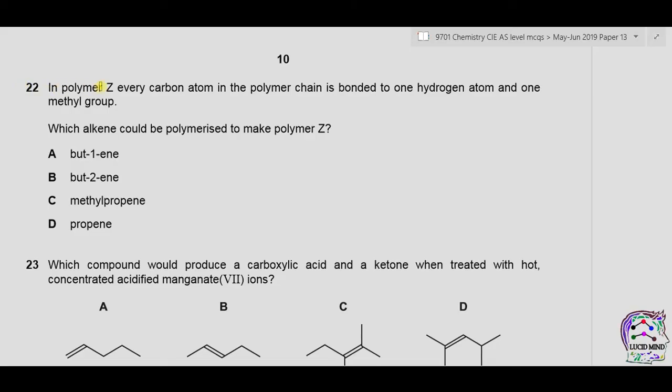Question 22. In polymer Z, every carbon atom in the polymer chain is bonded to 1 hydrogen atom and 1 methyl group. Which alkene could be polymerized to make polymer Z? Let's first draw the structure of polymer Z. It says that each carbon atom is bonded to 1 hydrogen atom and 1 methyl group. Similarly, this one is also bonded to 1 hydrogen atom and 1 methyl group, and so on.